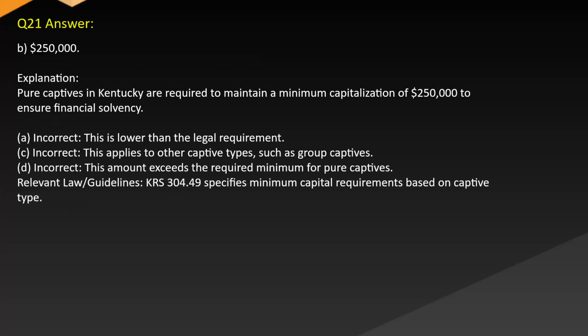Answer: B. $250,000. Explanation: Pure captives in Kentucky are required to maintain a minimum capitalization of $250,000 to ensure financial solvency. A. Incorrect. This is lower than the legal requirement. C. Incorrect. This applies to other captive types, such as group captives. D. Incorrect. This amount exceeds the required minimum for pure captives. Relevant law guidelines. KRS 304.49 specifies minimum capital requirements based on captive type.